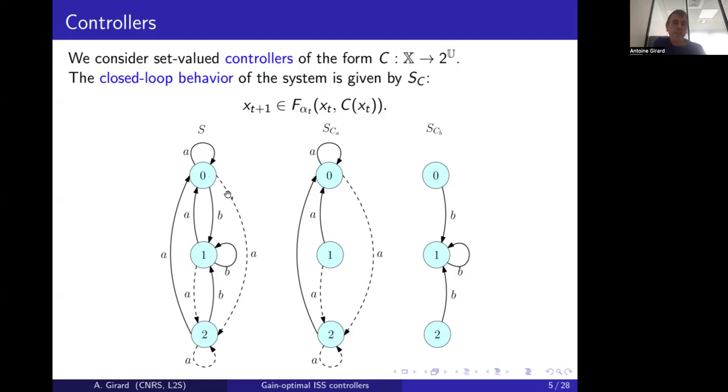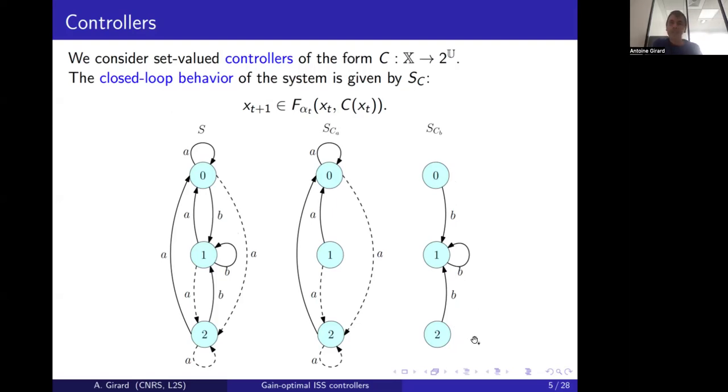In this example, which is the same as the one on the previous slide, you can consider two different controllers. The first controller picks input A always, from any state. And this is the closed loop behavior: basically, we remove all the transitions that are labeled by the input B. And this system is the closed loop system for the controller that always outputs B.